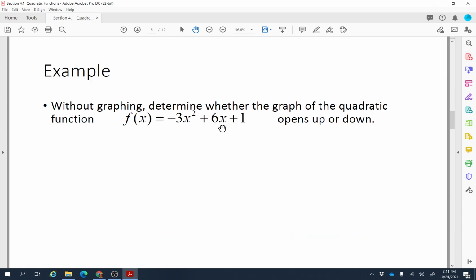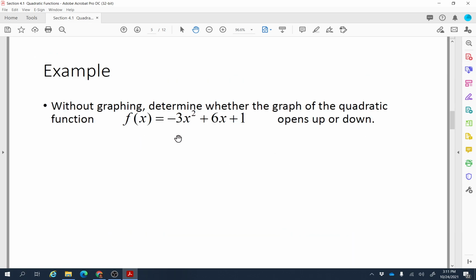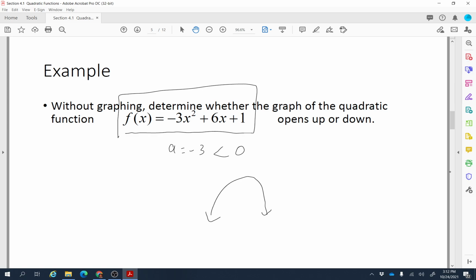So based on this information, now we know if a is negative, the curve would be concave downward. If a is positive, the curve would be concave upward. We're going to use that fact here to find out, without any graphing tools, the shape of a quadratic function. This is a quadratic function, and since the value in front of x squared is -3, a is -3, which is negative, so the curve would look like this. So it opens downward. That is the answer for this one.